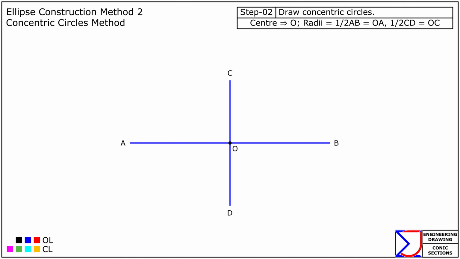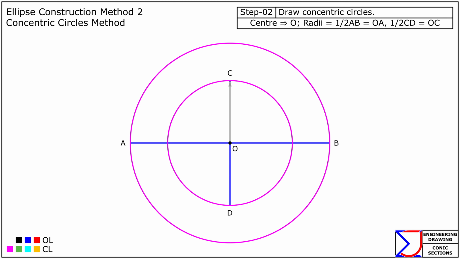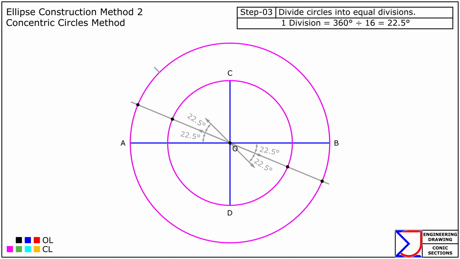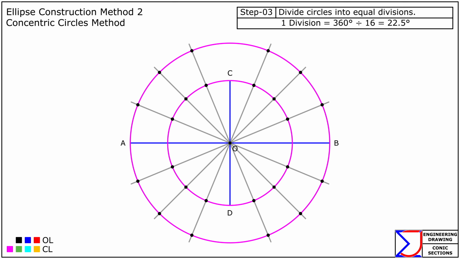Next, with O as the center and radii equal to half of the lengths of the major and minor axis, respectively, draw two concentric circles, one larger and one smaller. Now, divide both the larger and smaller circles into an equal number of parts, for example, 16. And mark the points accordingly, as shown.